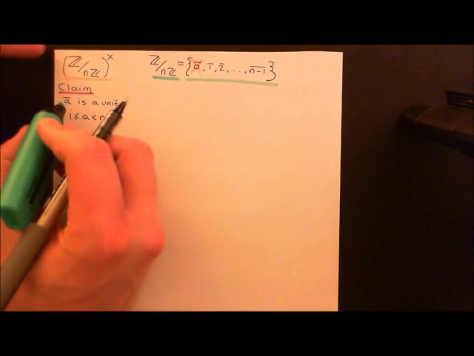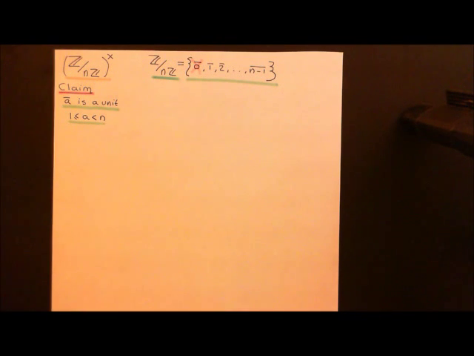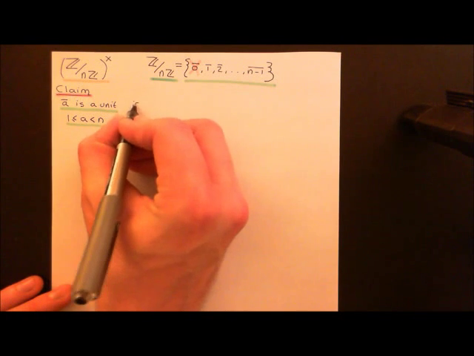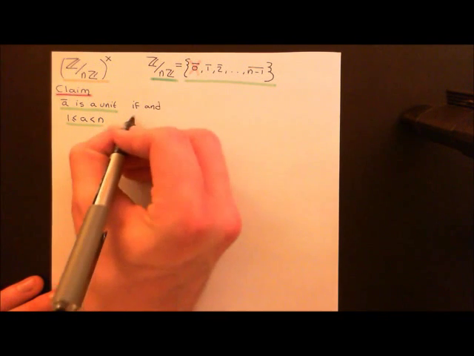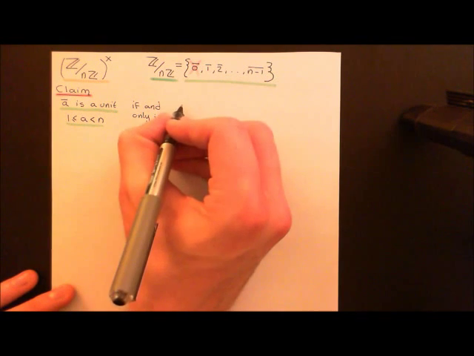I'm not interested in that. We know that that's not a unit, so we're not even going to bother with that one. Okay, so a bar is a unit, and here's the claim: if and only if. Okay, so it's the same statement as saying, what is this other statement?